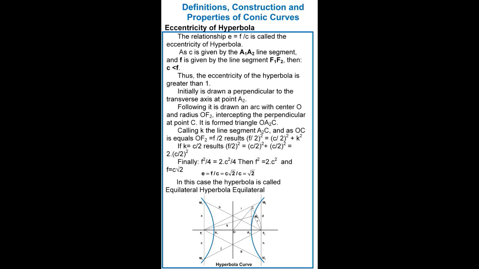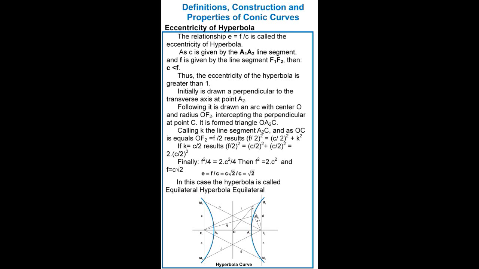In this seventh slide of the second class of Chapter 7, the definition of eccentricity of the hyperbola is presented. Dividing the dimension of the focal distance by the dimension of the constant of the definition of the hyperbola, we have the value of the eccentricity of the hyperbola, represented by the lowercase letter e. Since c is given by the line segment A1A2, and f is given by the line segment F1F2, then c has a value less than the value of f. Therefore, the eccentricity of the hyperbola is greater than 1.